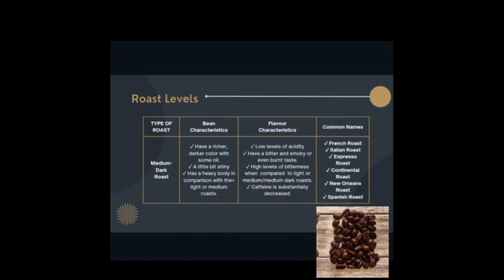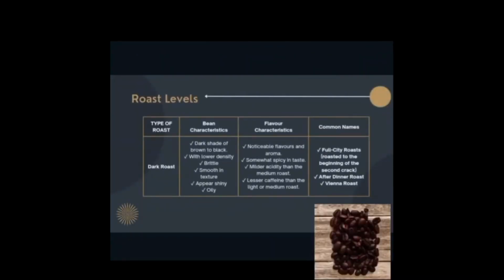Medium dark roast. The characteristic of it is a richer, darker color with some oil, a little bit shiny, and the flavor characteristics are a low level of acidity, a bit bitter and smoky or even burnt taste, while the common names are French roast, Italian roast, espresso roast, and etc.